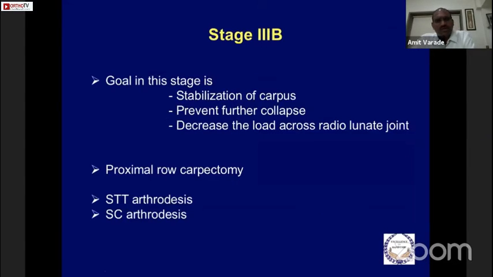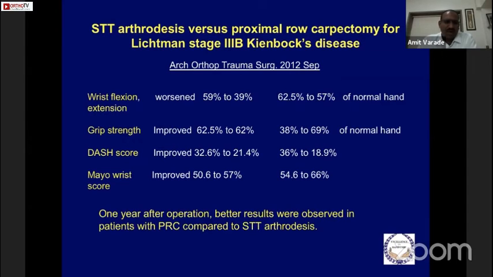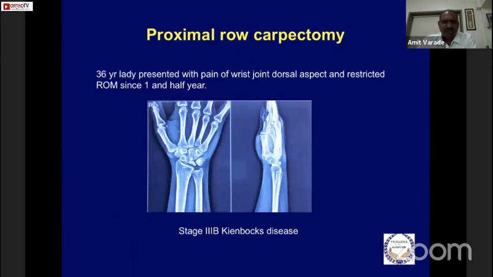Now in this stage, our goal is stabilization of the carpus, preventing further collapse, and decreasing the load across the radiolunate joint. The available options are proximal row carpectomy and limited carpal fusions such as STT arthrodesis and scaphocapitate arthrodesis. According to the available evidence, after scaphocapitate arthrodesis and STT arthrodesis, there is significant loss of range of movement. The studies say that the results of proximal row carpectomy are better than limited carpal fusion, and it is a simple procedure also. So we routinely do this procedure only.